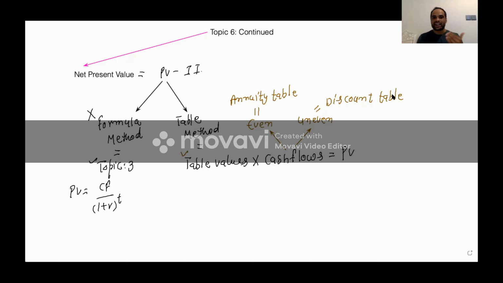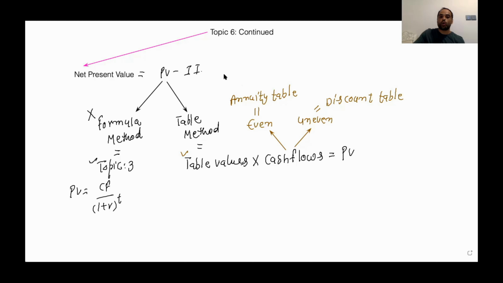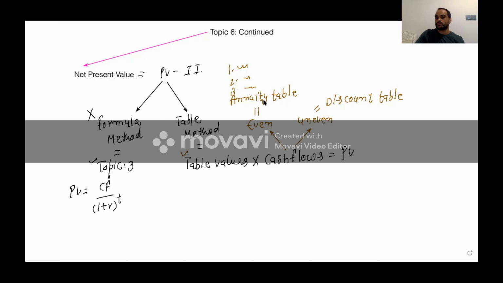So by looking at the values, you also need to understand which values indicate the annuity and which values indicate the discount. Always remember, under the annuity table, your values always start from 1 point something: 1 point, 2 points, 3 points, and so on. If you look at your annuity table, you can see 1 point, 2 point, 3 point, 4 points.